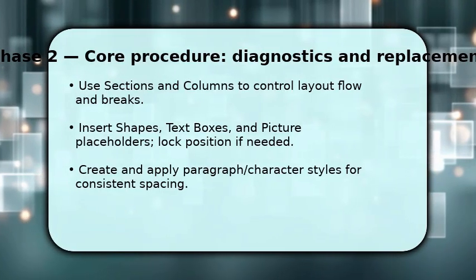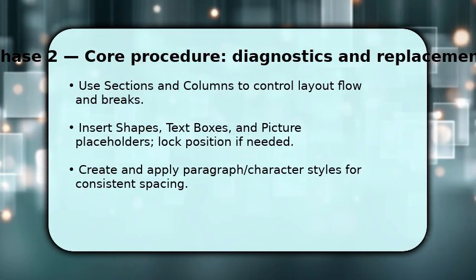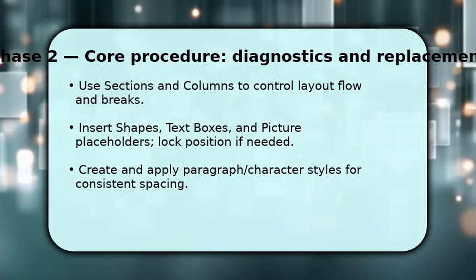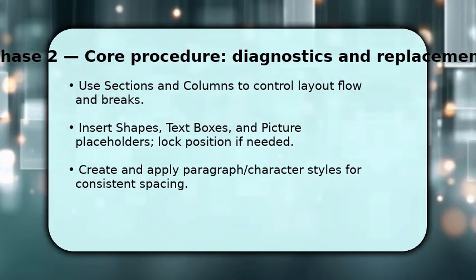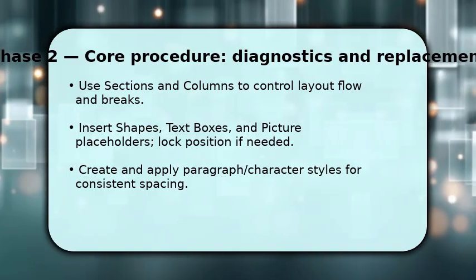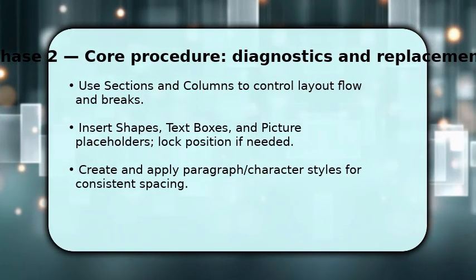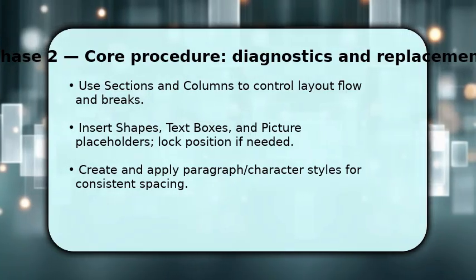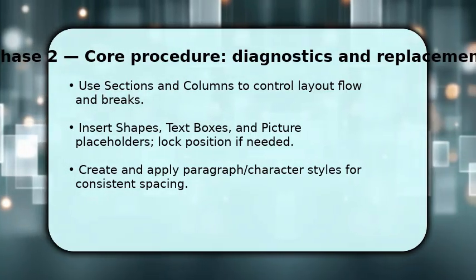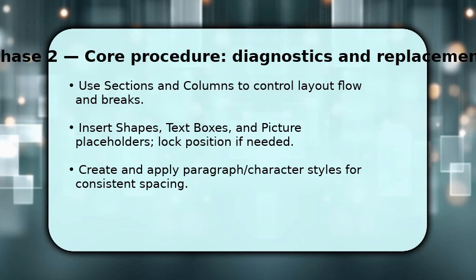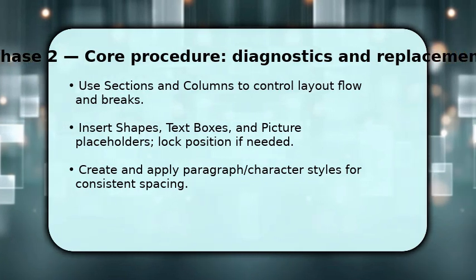Then add shapes and text boxes for modular elements, use picture placeholders to reserve space, and add alt text for accessibility. Apply paragraph and character styles to each element so headings, captions, and body copy remain consistent. Once applied, update the style definitions rather than manual edits, because that single change propagates across the document.